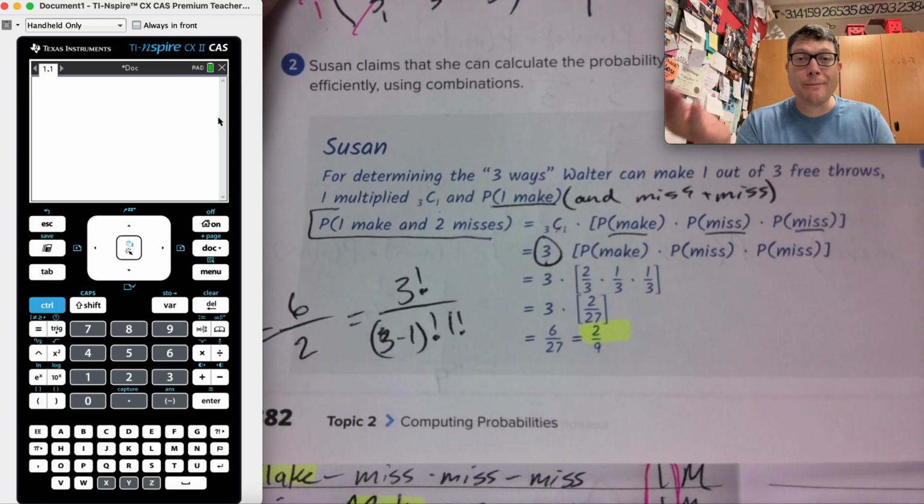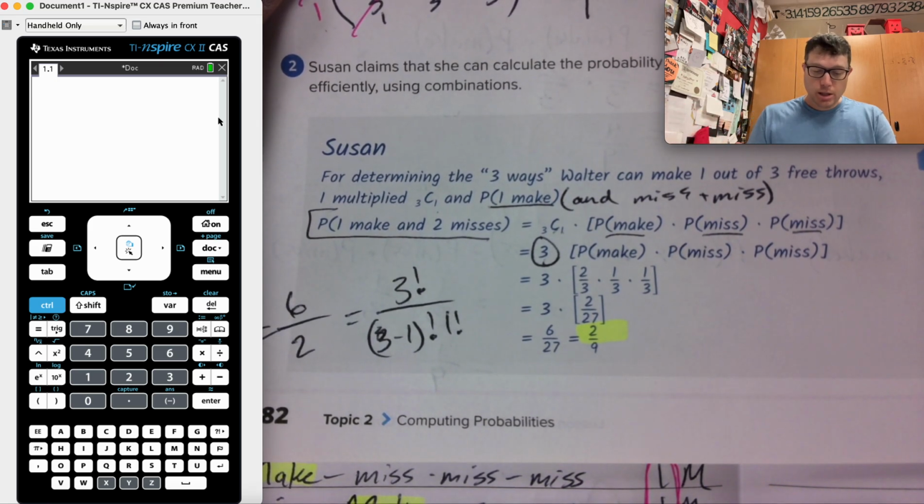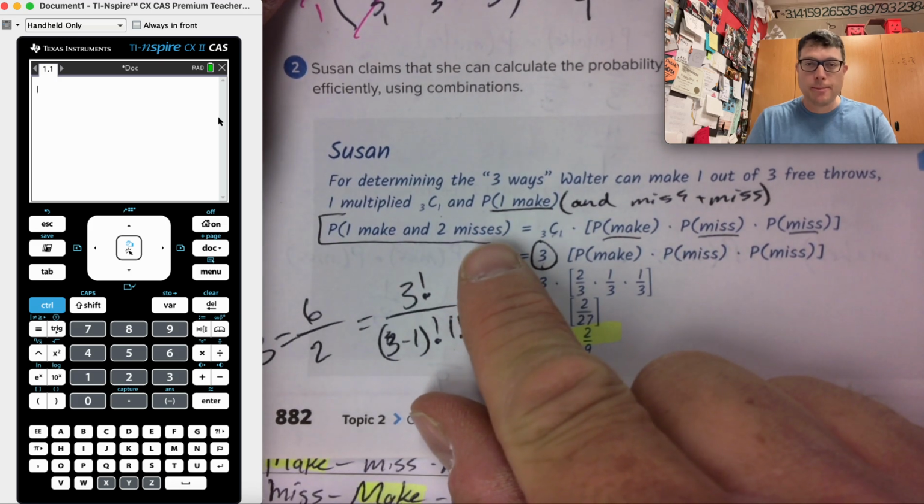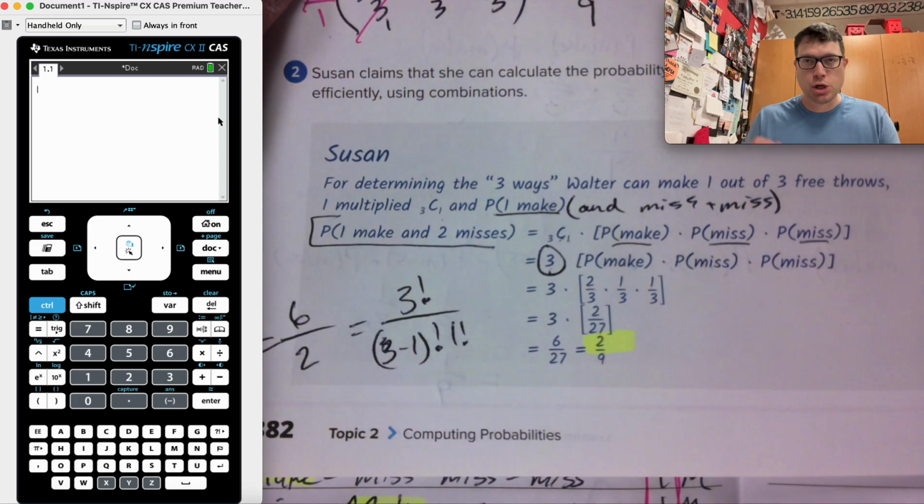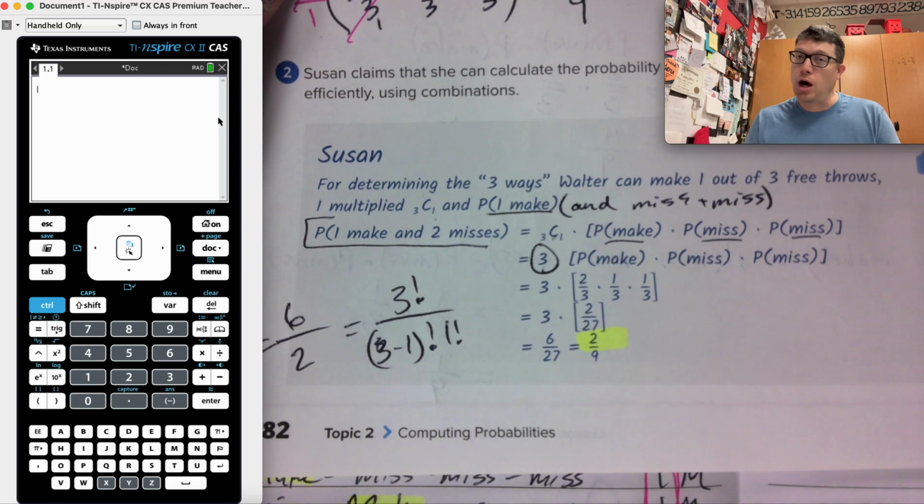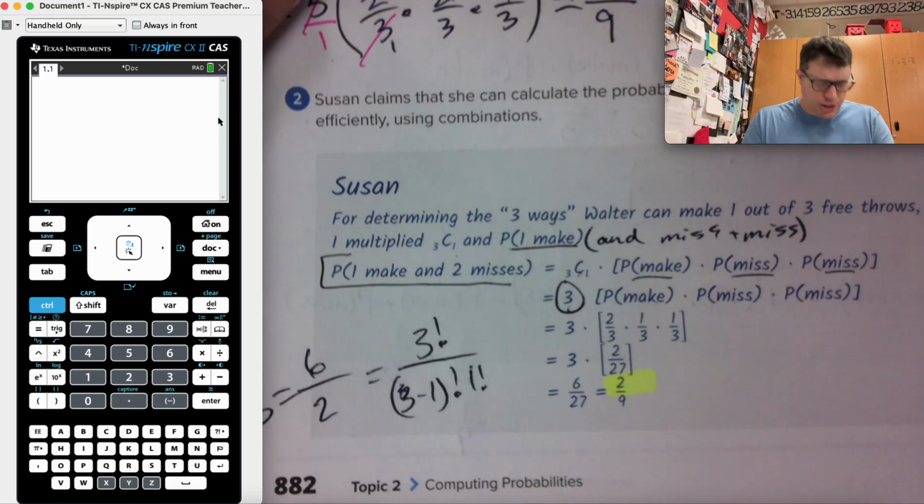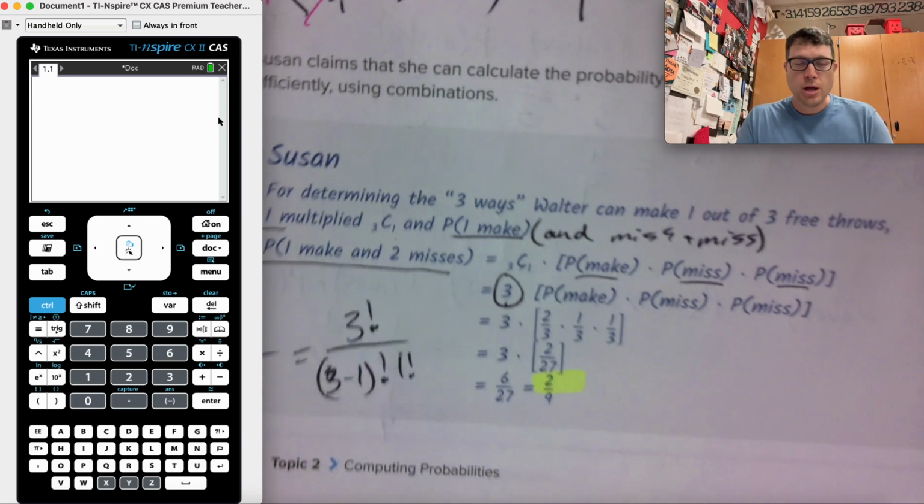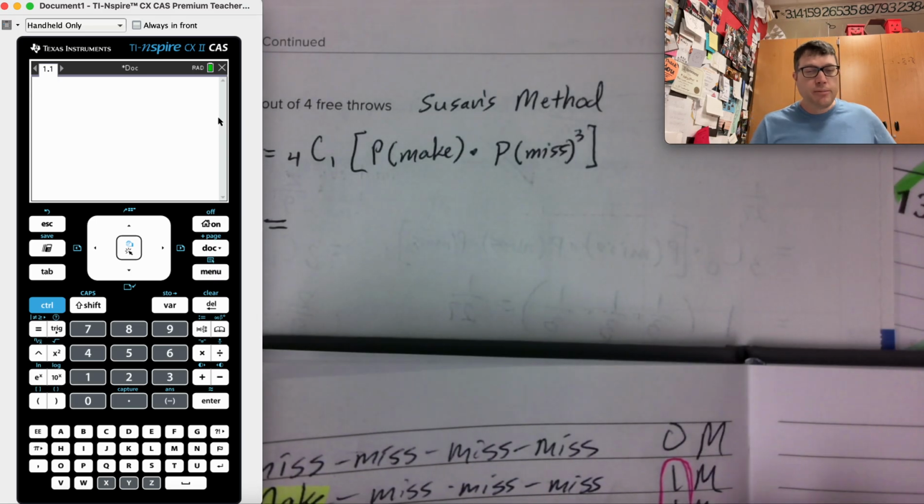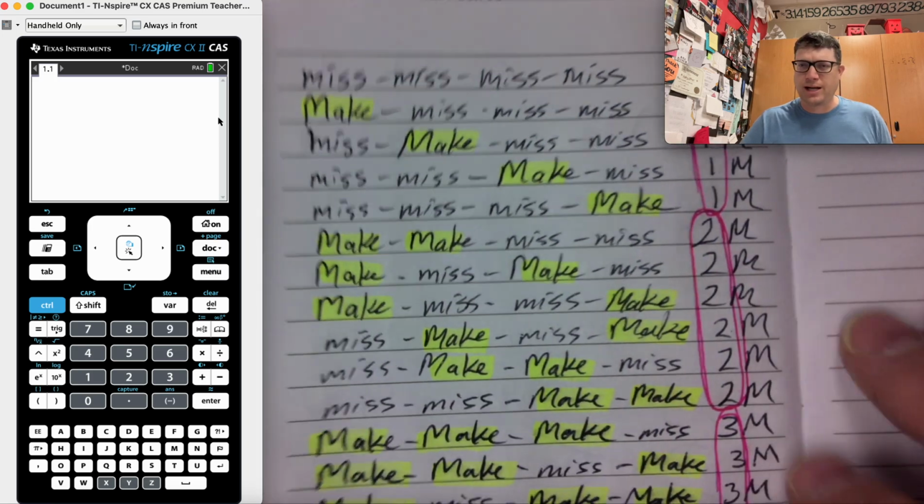Susan's method, and I want to remind you what Susan's method was. She's saying that she can determine the probability by using combinations. So 3 choose 1, 4 choose 2, etc. And in our page 884 that we're working on, there were some scenarios that I thought it'd probably be a good idea just to confirm she's right again.